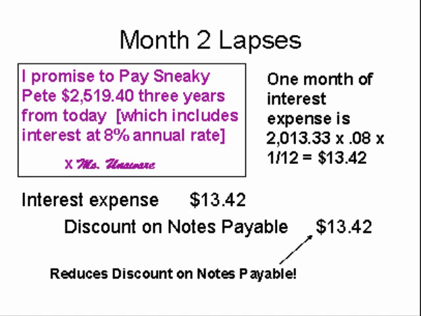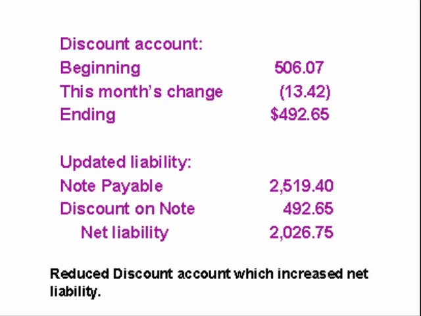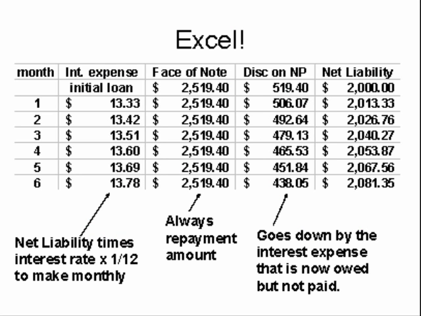On the second month, you need the net liability times the interest rate, not the original loan, because now you owe a little bit more. Take the second month's interest earned out of the discount, it's not unearned anymore, and update your net liability.